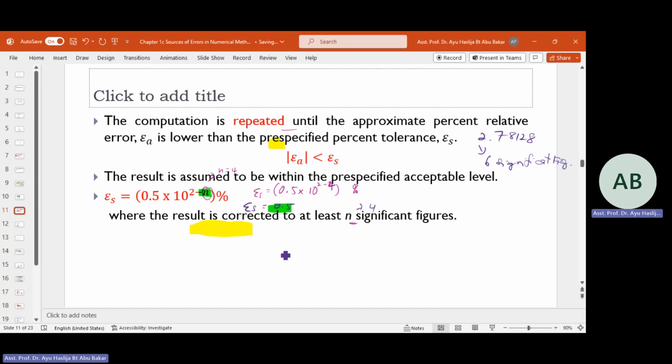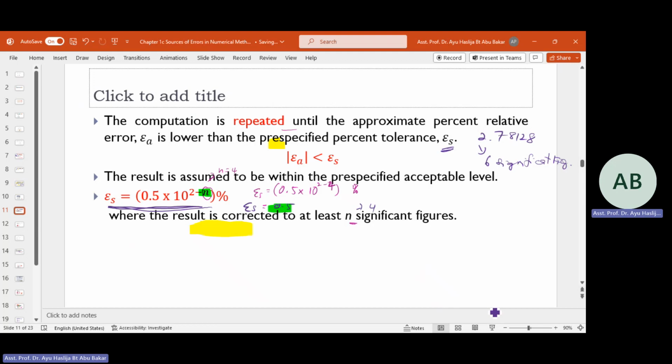Another one is, what is the term over here? Pre-specified percent tolerance, ES. Pre-specified error means that ES here has its own equation: 0.5 multiplied by 10 power 2 minus n. Okay, n over here is the significant figures. It depends on the significant figures.